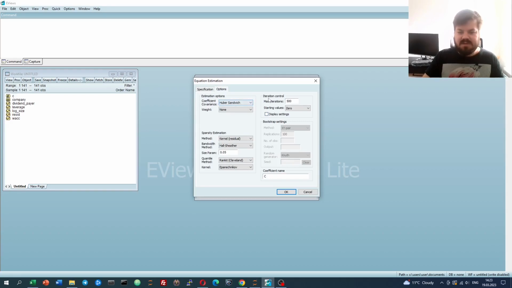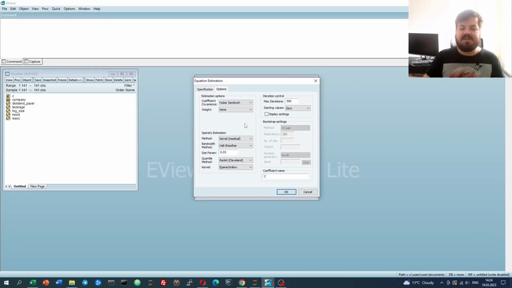And in options, we can choose our covariance calculation method that would result in different standard errors. By default, it's the Huber sandwich covariance estimator, whose standard errors are robust to arbitrary heteroskedasticity. However, we can also select just the ordinary standard errors or bootstrapped standard errors. We'll be able to see how it affects the results in a second.